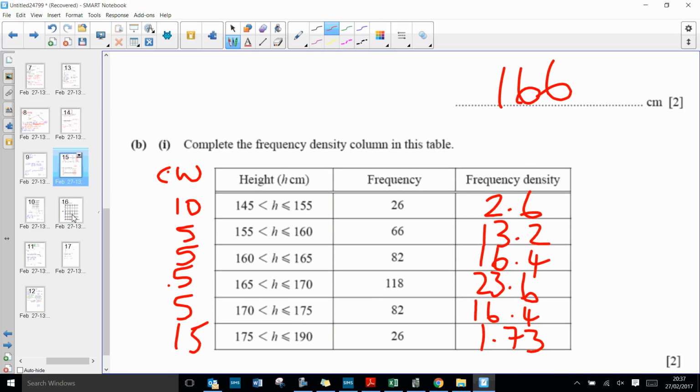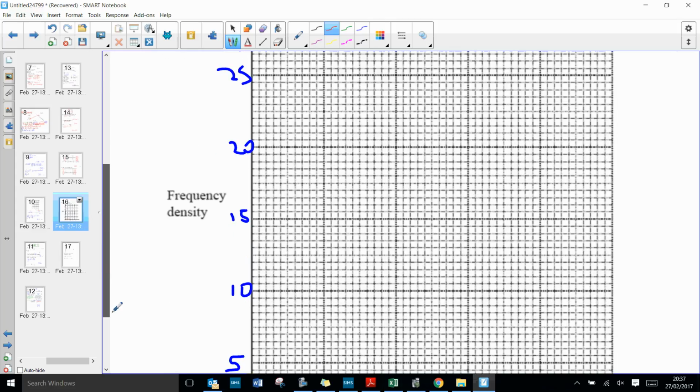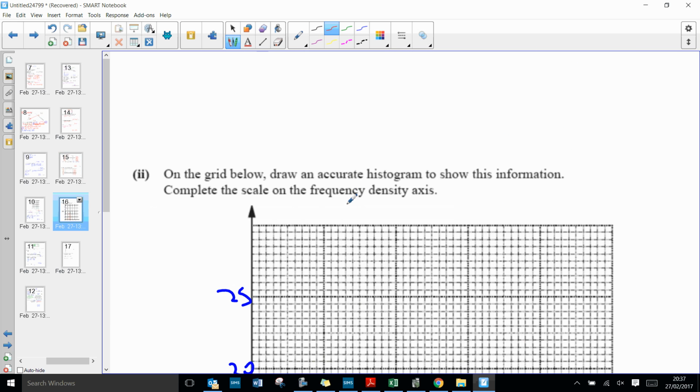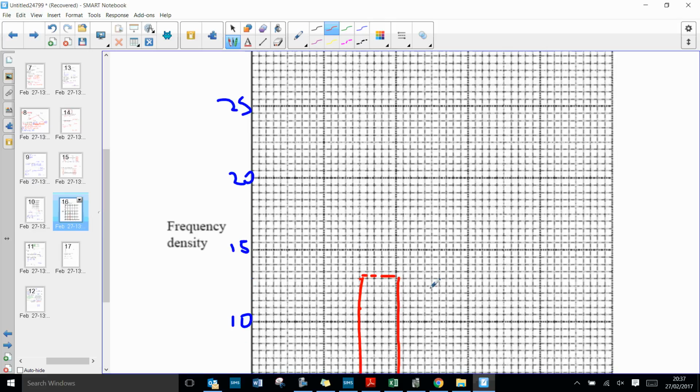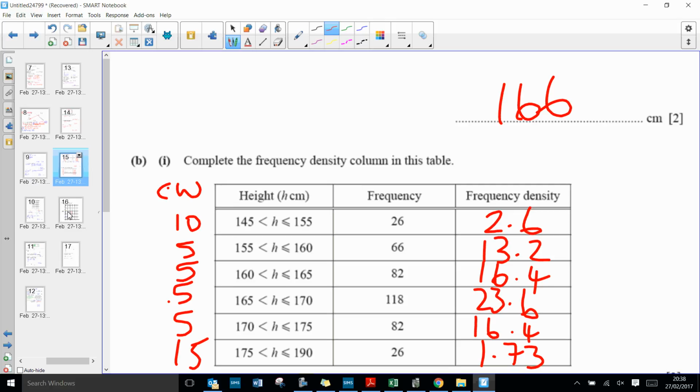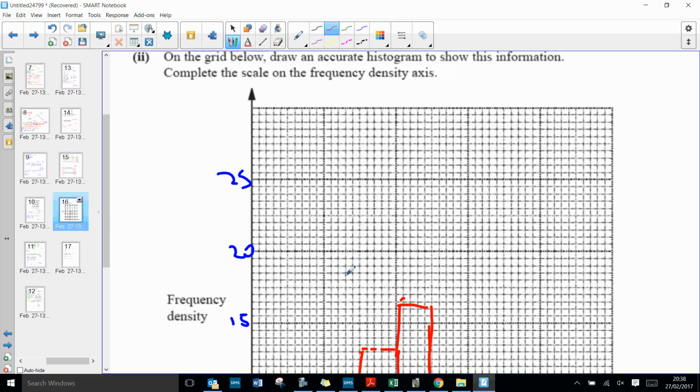13.2. There. Beautiful, Mr. Harrison, well done. 16.4. 23.6. And then as I recall, this one is also 13.4.